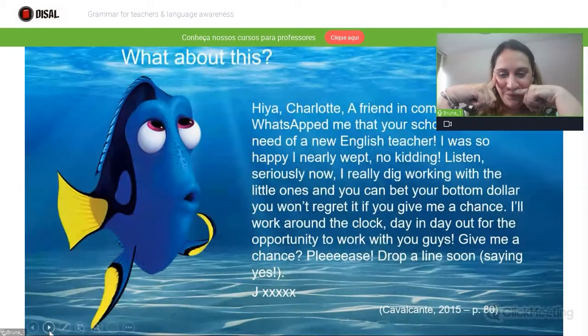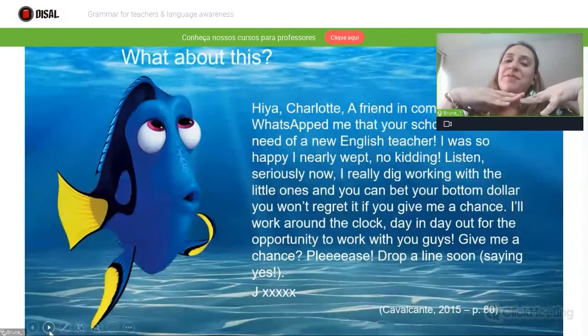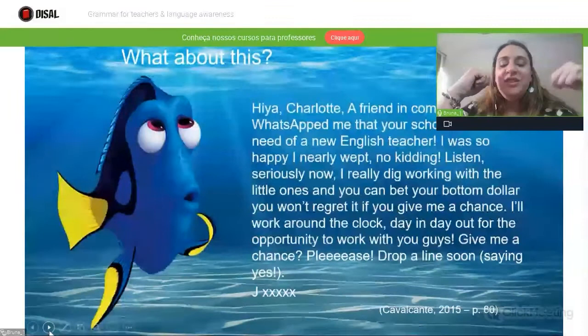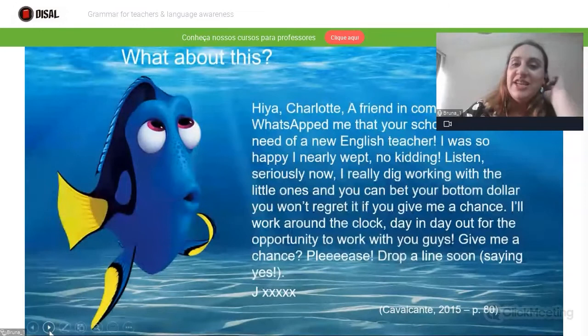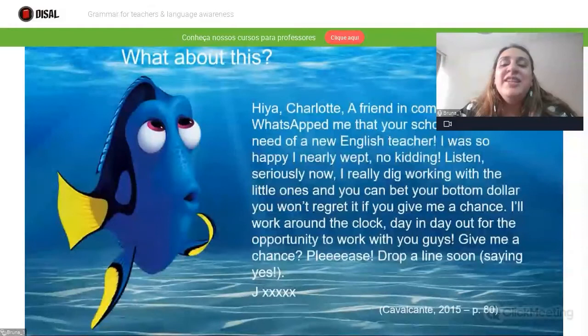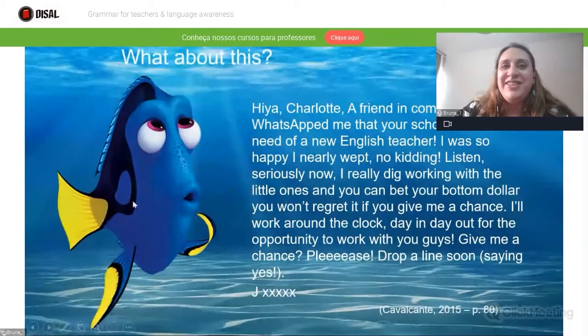The context is a job offer. So probably it wouldn't be appropriate to answer a job offer using WhatsApp and such informal language. So it's too informal for a job. The other was too formal for a date. And what do we call this in English? It is inappropriate, yes? What do we call this in English? Register, exactly.